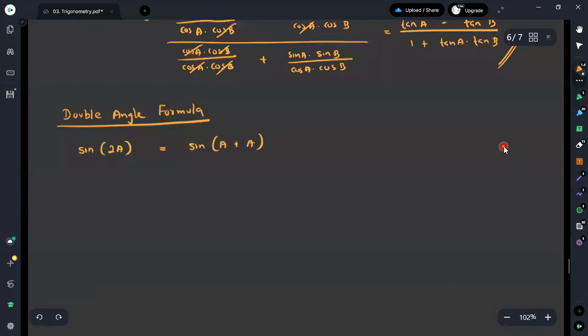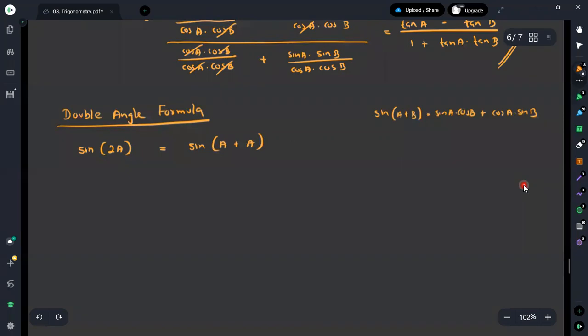Instead of 2A, I have written it using A plus A using the compound angle formula. If we have sine (A plus B), what we had was sine A cosine B plus cosine A sine B. Therefore, using this concept, we'll try to write down the values.